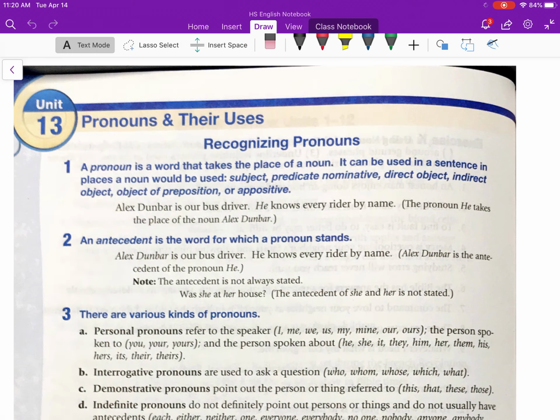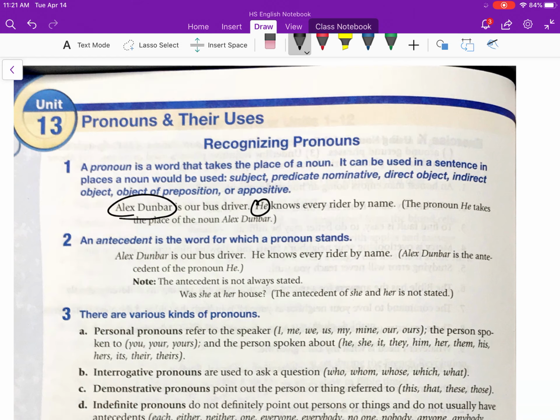First off, a couple of things for you to understand about pronouns. First, a pronoun is a word that takes the place of a noun. It can be used in a sentence in places a noun would be used, such as a subject, predicate nominative, direct object, indirect object, object of preposition, or appositive. Here's an example. Alex Dunbar is our bus driver. He knows every rider by name. In this case, the word he is simply replacing the words Alex Dunbar. So that's a pronoun replacing a noun.